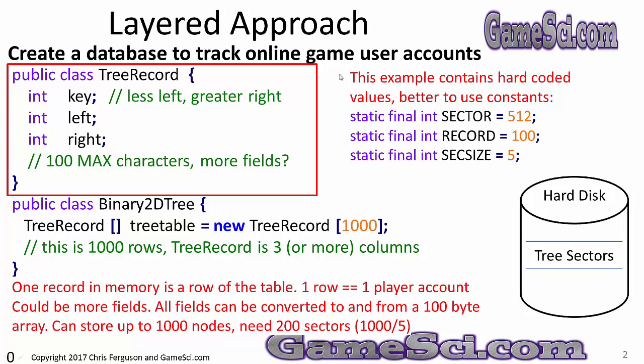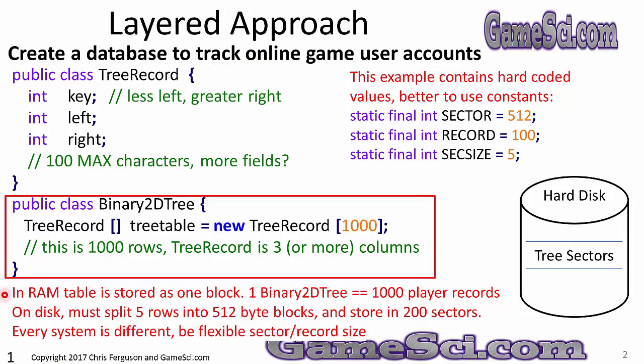Now this example we're going to look at does contain some hard-coded values. As I keep saying, it's better to use constants. Let's say we had a sector size of 512, a record size of 100, and 5 records per sector. Let's use this idea of constants when we are mapping our tree record to a disk sector.